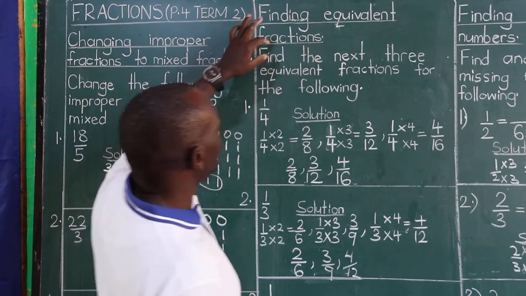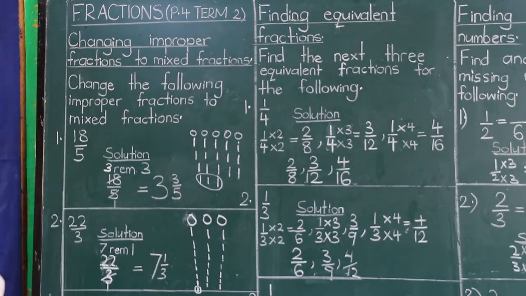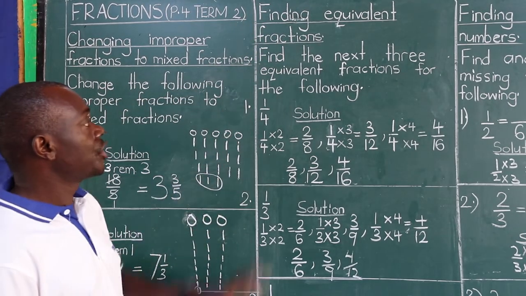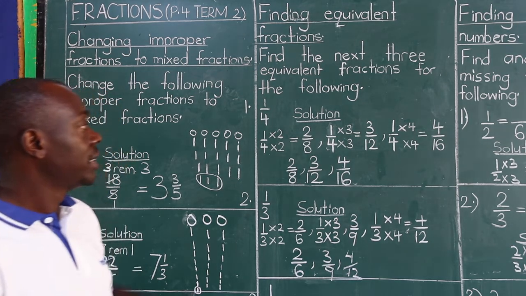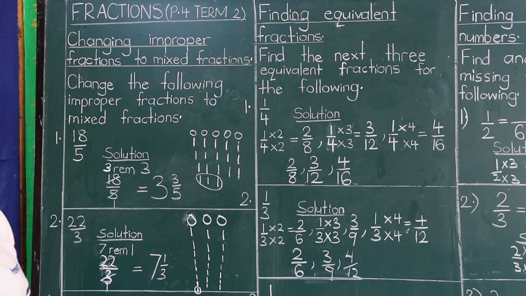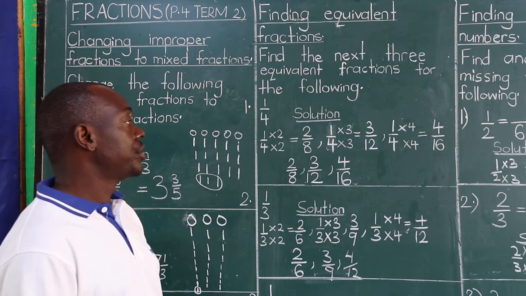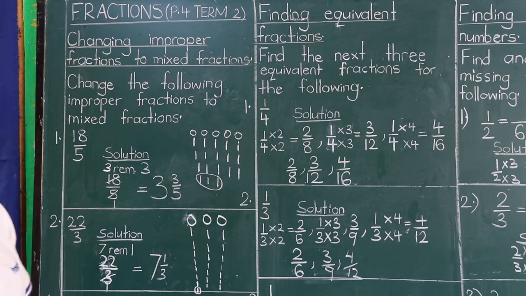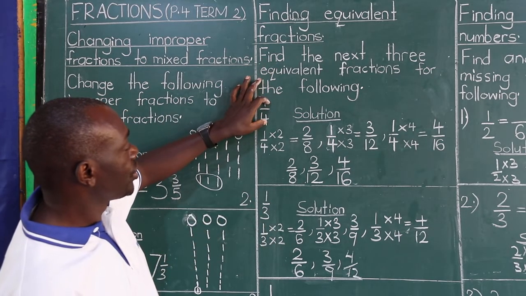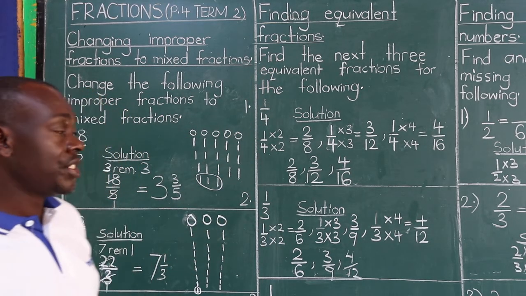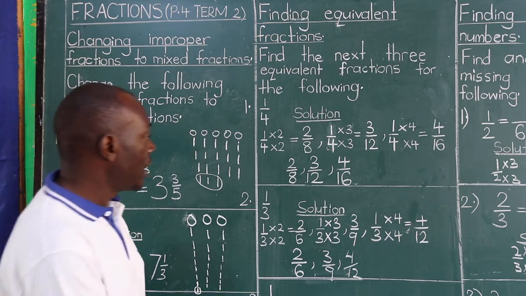Find the next 3 equivalent fractions for the following numbers. Number 1, a quarter. Find the next 3 equivalent fractions for the following. Number 1, a quarter, or 1 over 4. Now, to find an equivalent fraction to a given fraction, you multiply both the numerator and the denominator by a constant number, by the same number.